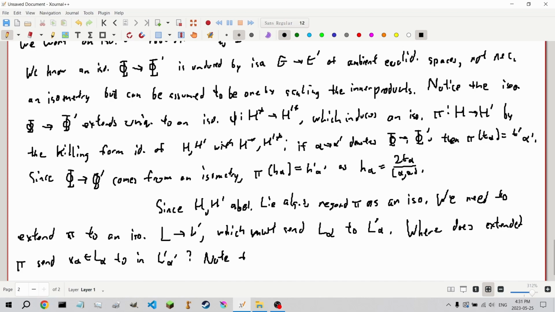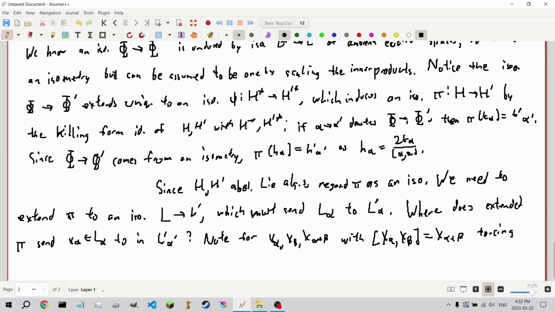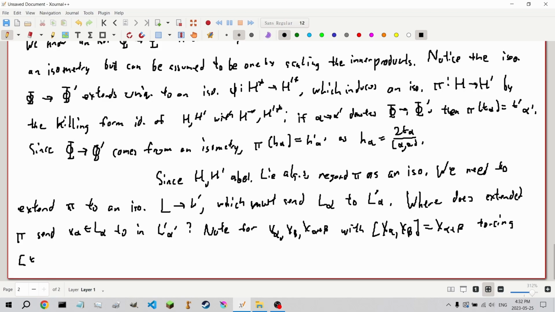Note that for x alpha, x beta, and x alpha plus beta, with the bracket of x alpha on x beta being x alpha plus beta, forcing that the bracket of their primes, everything's prime, is going to line up. So this gives us some structure to work with. Lots of primes just everywhere.